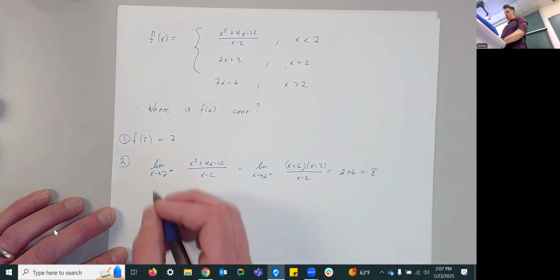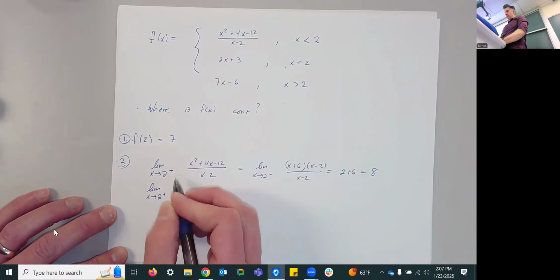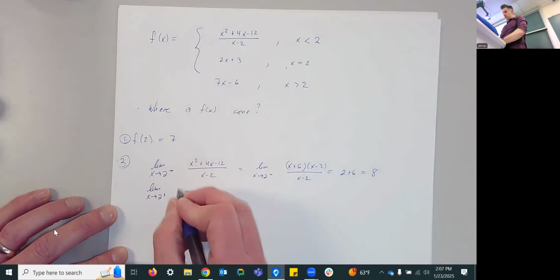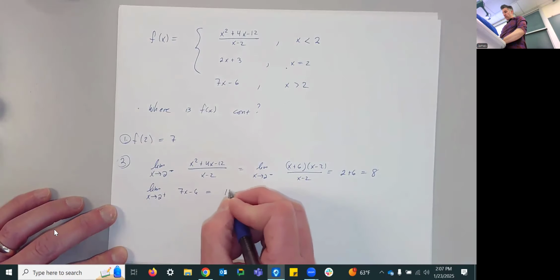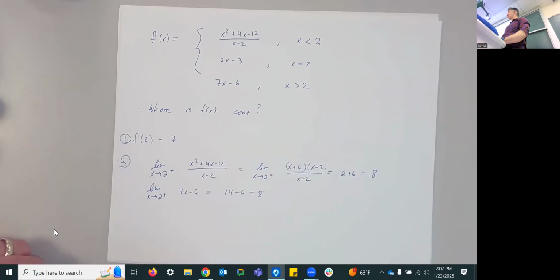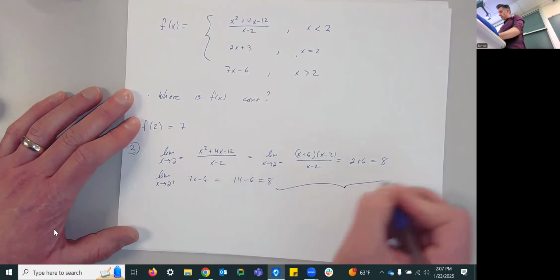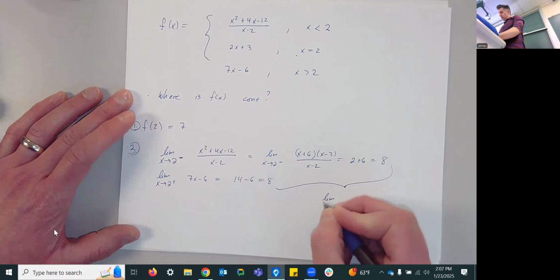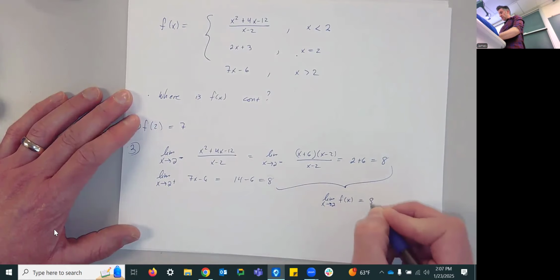And now we look at the other side of 2 as we approach 2 from the right. And that's going to be this piece of the function, 7x minus 6. And if we just plug in 2, we get 14 minus 6, which is 8. Does the limit exist? Yeah, the left-hand limit and the right-hand limit exist. So we can say, great. These two things paired together mean the limit as x approaches 2 of f of x exists and is equal to 8.